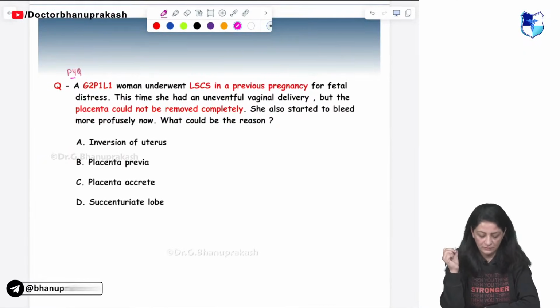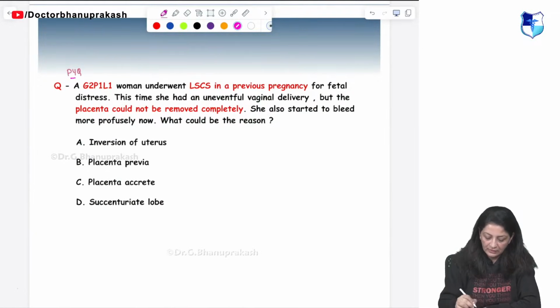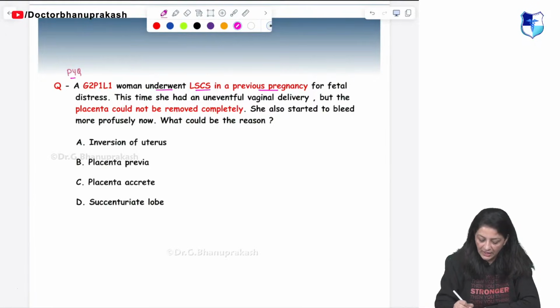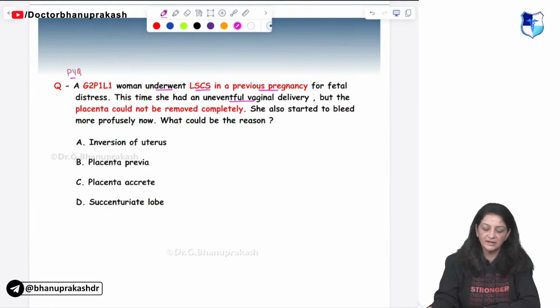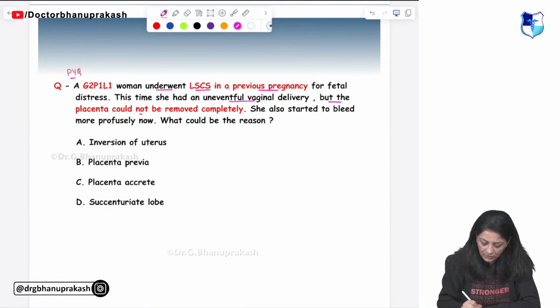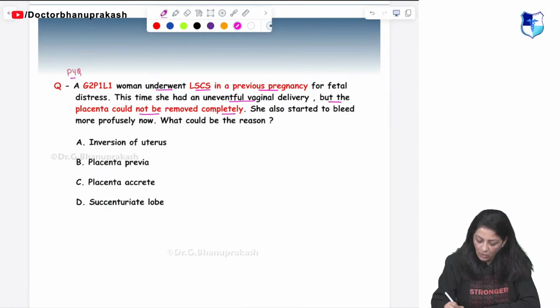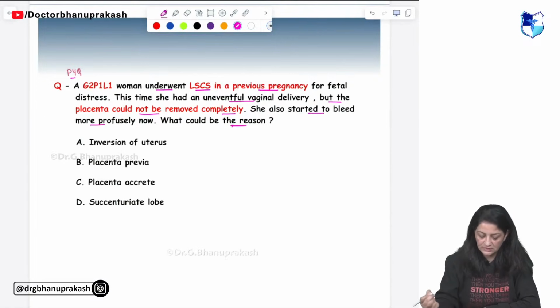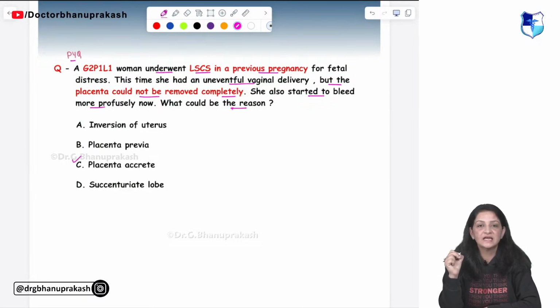This is a PYQ. Solve this question. A woman underwent cesarean in a previous pregnancy for fetal distress. This time she had an uneventful vaginal delivery, but the placenta couldn't be removed completely. She also started to bleed more profusely now. So what is the cause? The option is C. This is a case of placenta accreta. So what is placenta accreta?